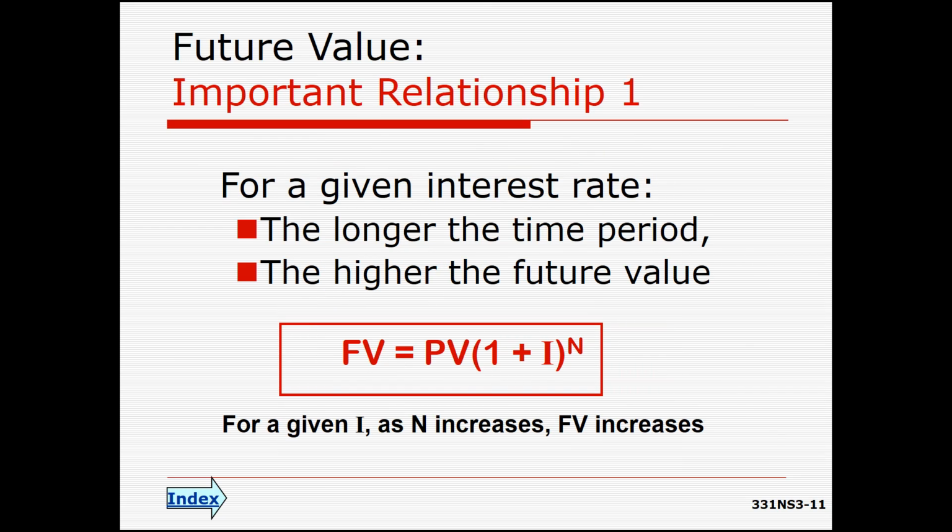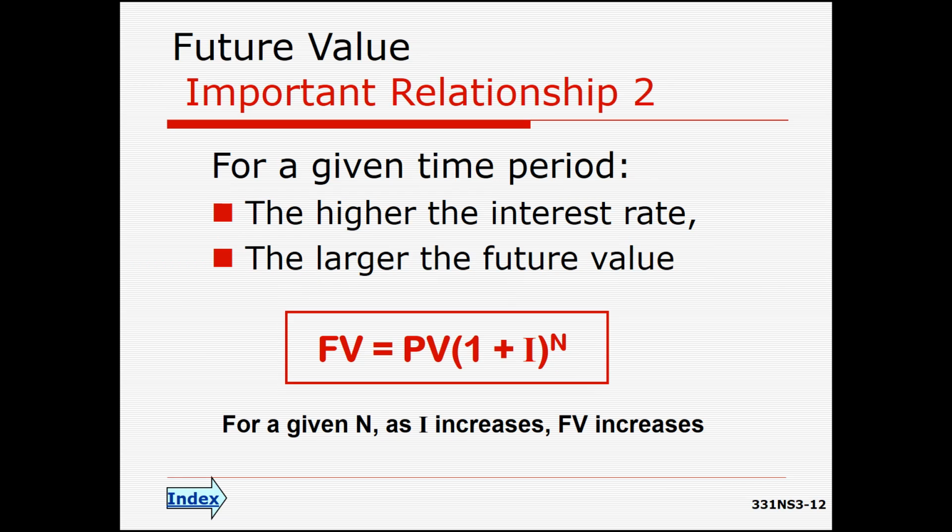One reason for looking at the formulas is to make these relationships clear mathematically as well as intuitively. Consider the future value formula. For a given interest rate, the longer the period, the higher the future value, meaning the longer you leave your money invested, the more you have. As N increases, future value increases. The relationship between N and future value is direct. As one increases, the other increases.